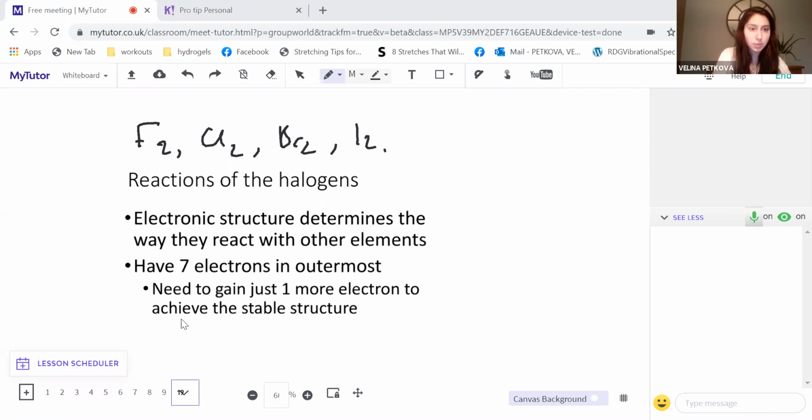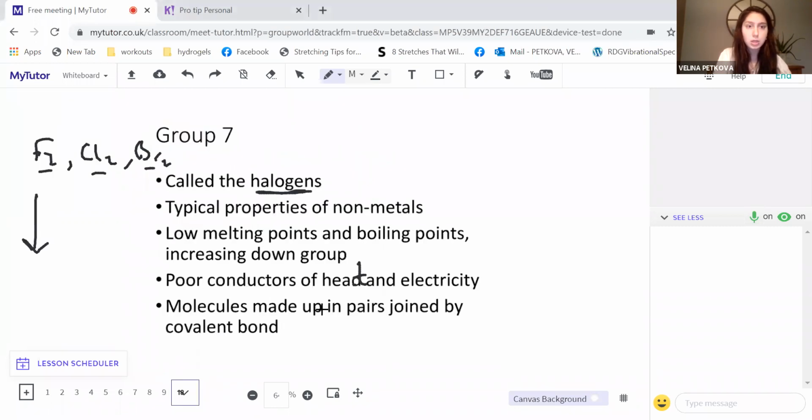People have asked to go back to the other slide, so if you want to quickly take a photo of the slide. Okay, let's carry on then.